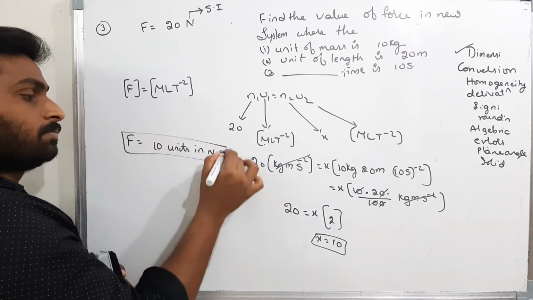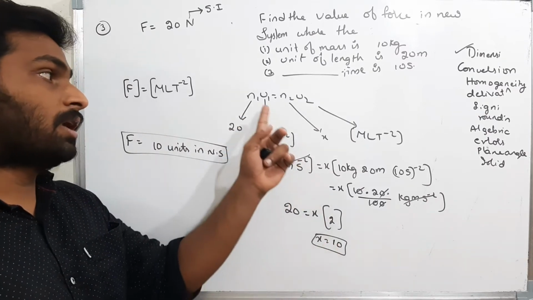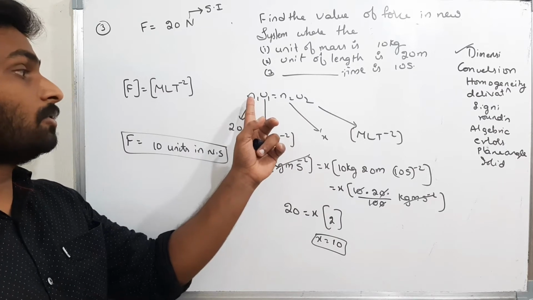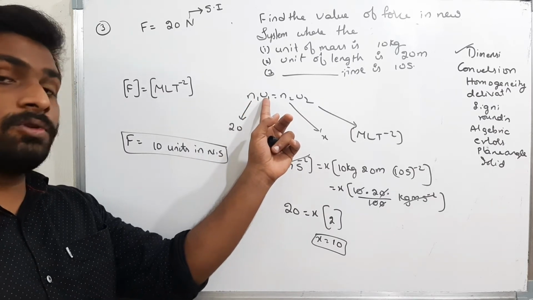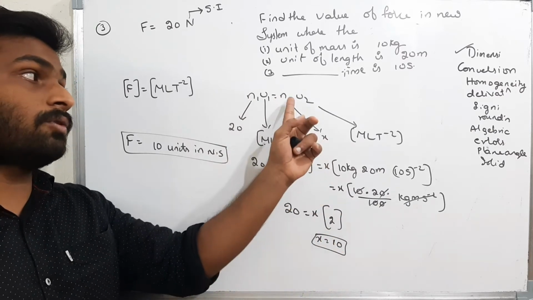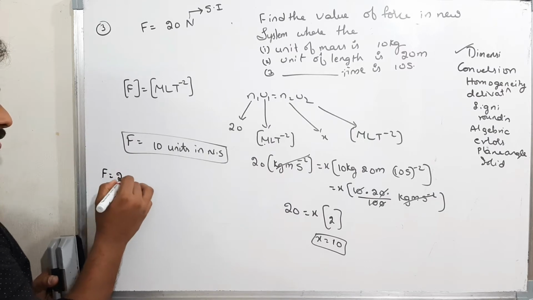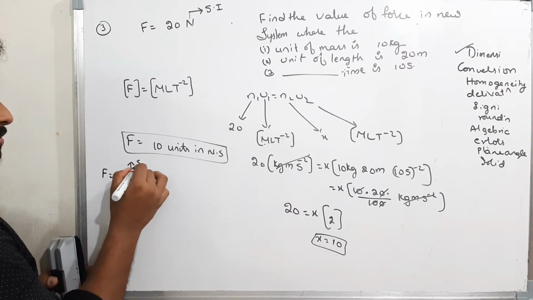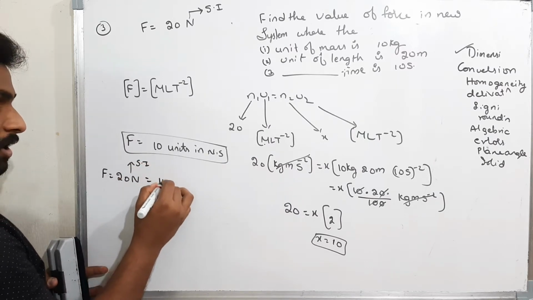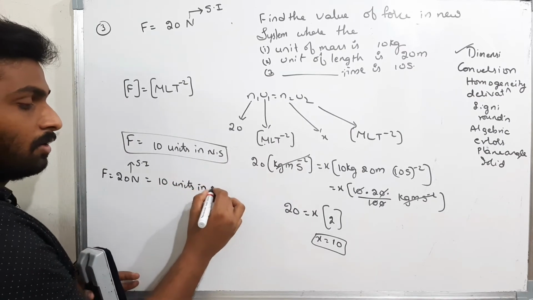Finally, when I solve it, I got x as 10. That means 20 newtons of force in the SI system is equal to 10 units of force in the new system. Therefore, F I will write as 20 newtons, that means in the SI system, which is equal to 10 units in the new system.